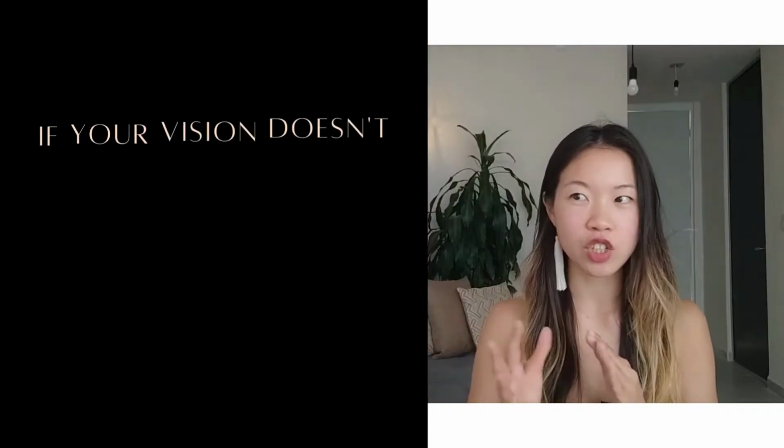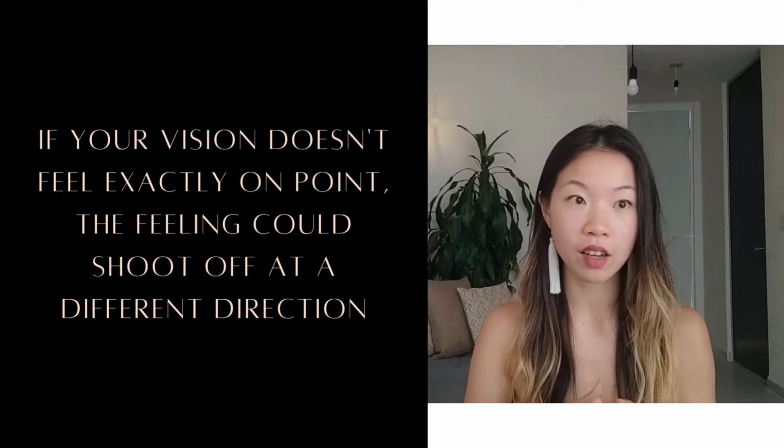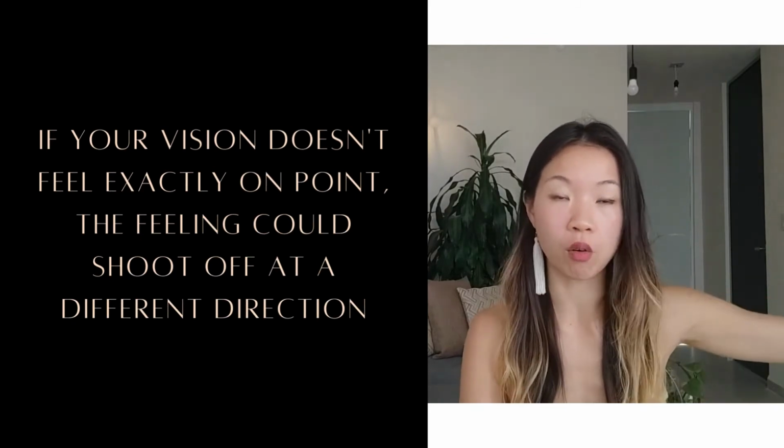So I realized if you have a hard time getting the vision exactly on point, even if you're off by 1 degree, the feeling shoots off at a different tangent. If you don't get the vision exactly on point, then you could completely miss the mark on the feeling. It could fly off at a different angle, because if you're looking at a different detail, or if there's another element in your vision that doesn't feel quite right, then your feeling could shoot off in a whole different direction that is not your desired manifestation.